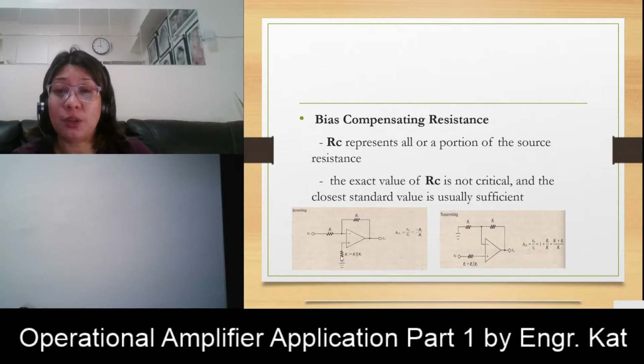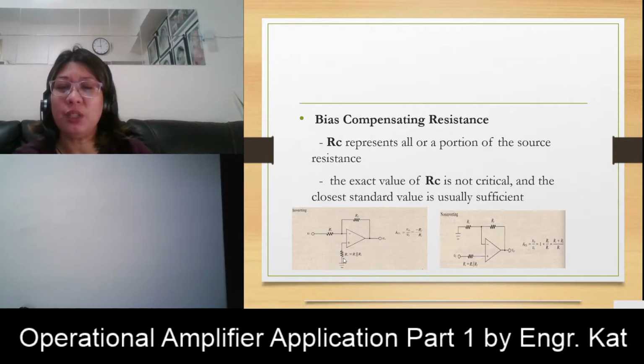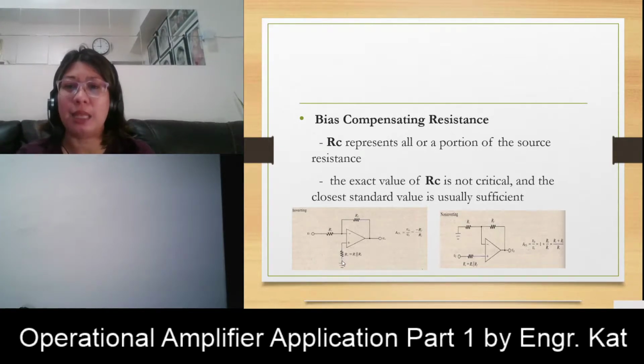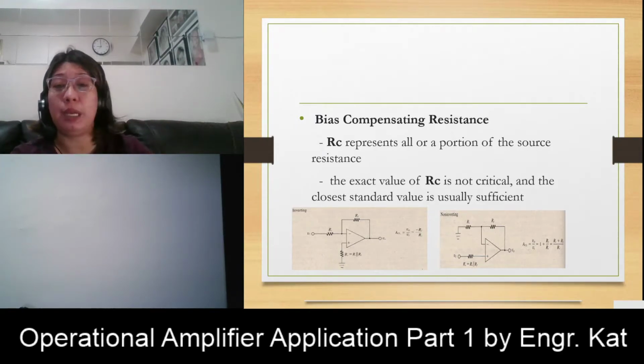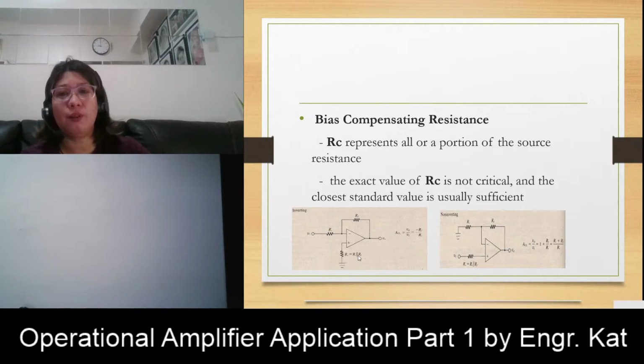Previously, this is just grounded, but in practical applications, we place here an RC. So what is the value of our RC in our design? Your gain will still be dictated by the value of the RF and our R1 here, but your RC here is just the parallel combination of your RF and your RL. In case there is no exact standard value for this parallel combination, it is okay. We just have to choose the closest standard value.